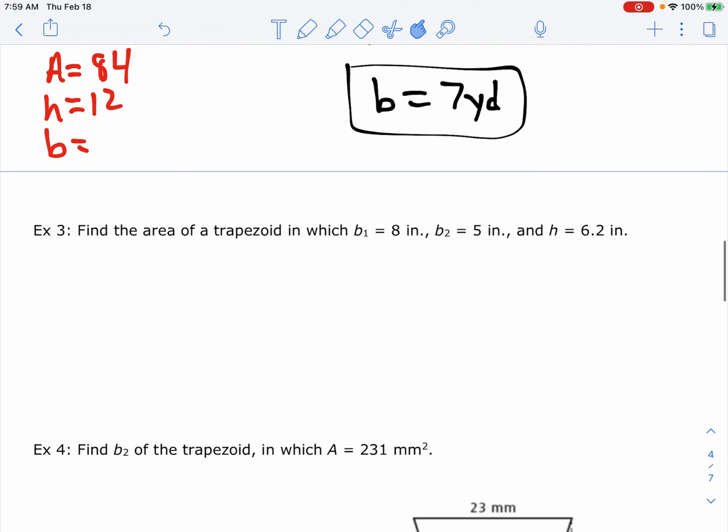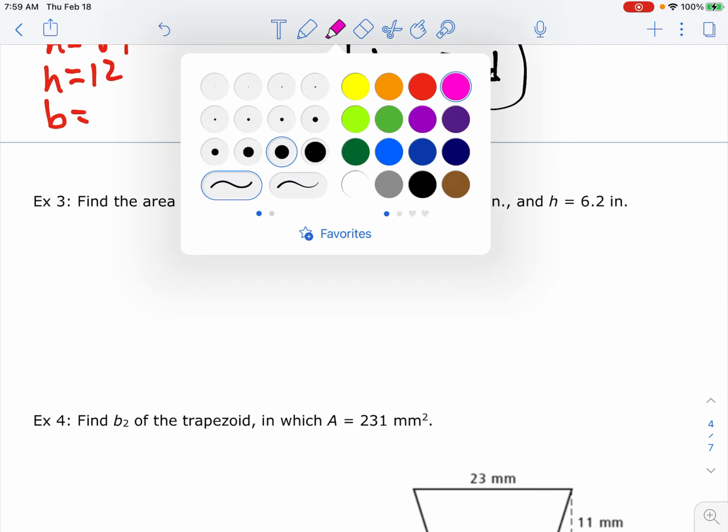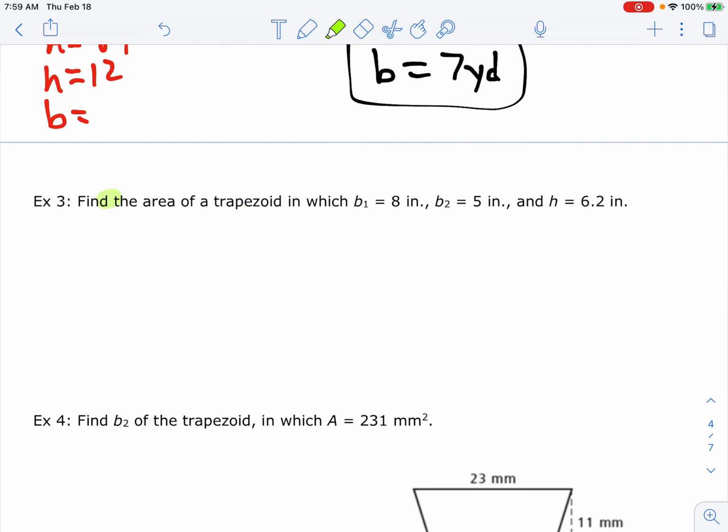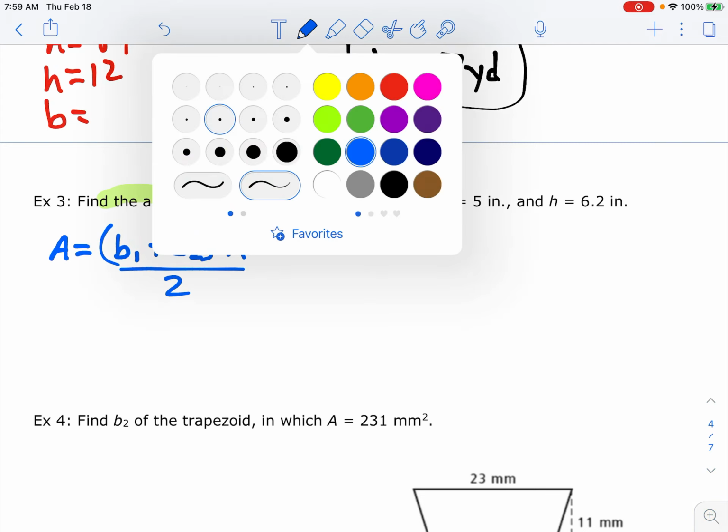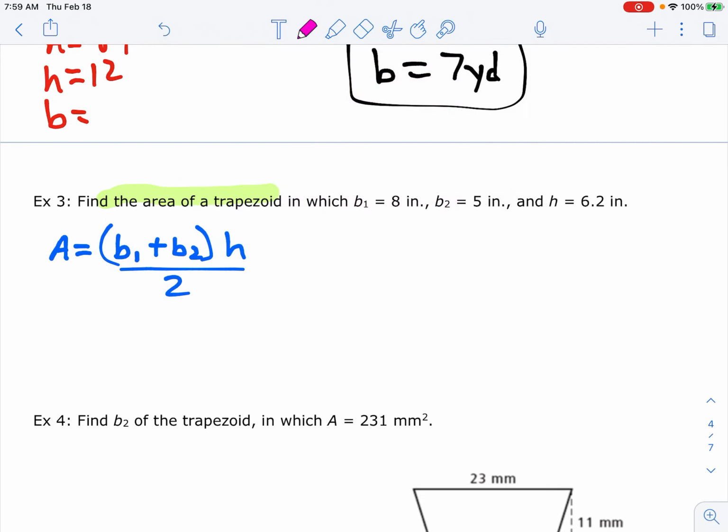All right, let's go to another example. Question says, find the area of a trapezoid. So before we get started, I'm just going to list the area of a trapezoid on the side so that I know what formula I'm using. I'm doing B1 plus B2 in parentheses times the height, all divided by 2. Well, you'll notice it tells me B1, it tells me B2, and it tells me the height in the question, so we're going to go ahead and plug it in.